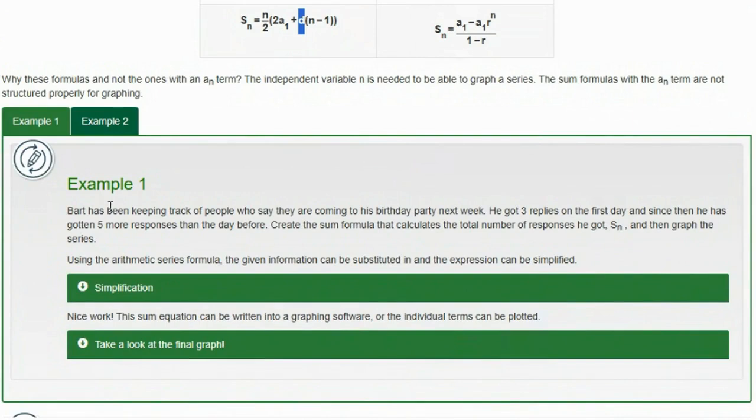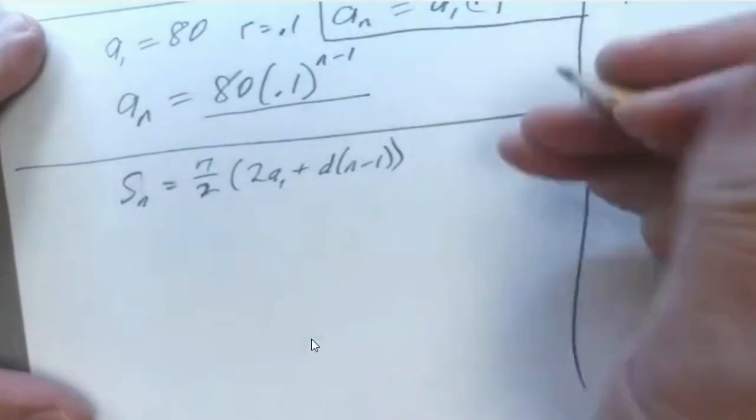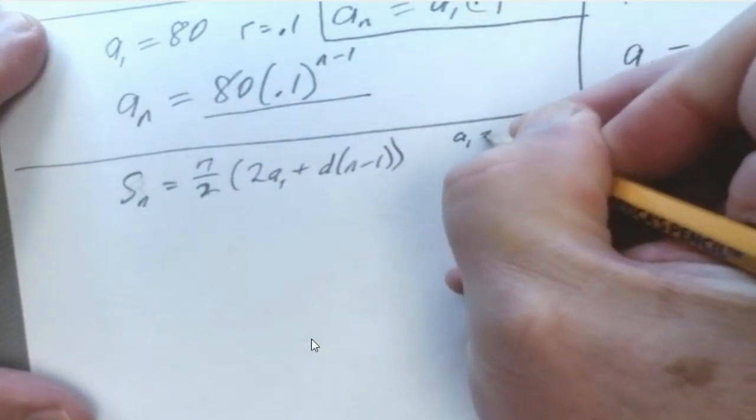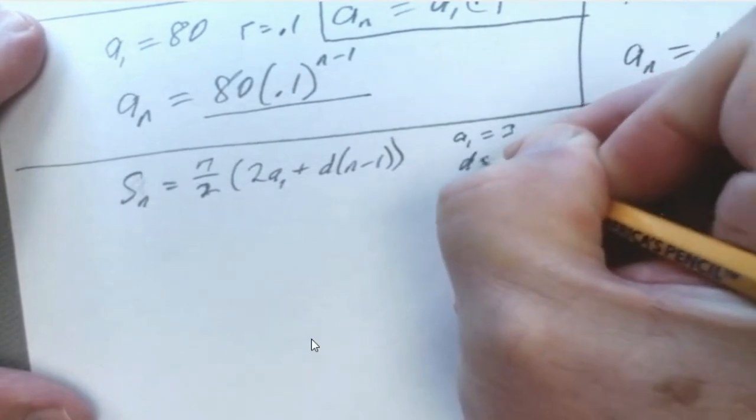So let's see here. Bart has been keeping track of people who say they're coming to his birthday party. He got 3 replies. So we want a formula now that calculates the total number. We were calculating how many responses he's getting each day. So we need to use the arithmetic series formula. So let's change to that. We're going to have some simplifying to do this time, that's for sure. So he gets 3 and then got 5 more every day. So A1 is 3, the common difference is 5.